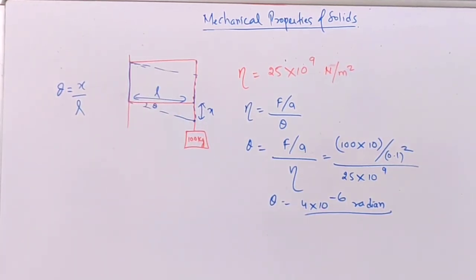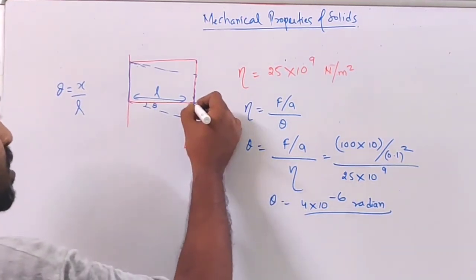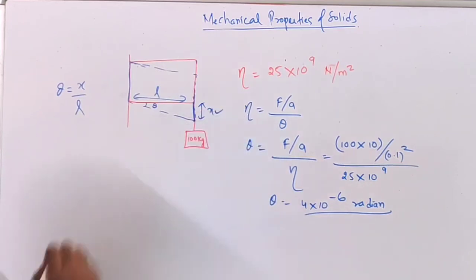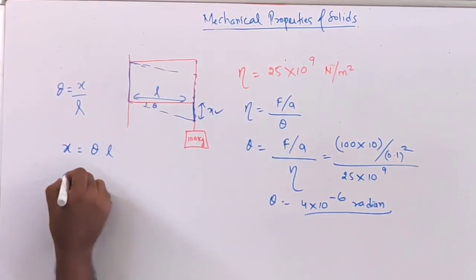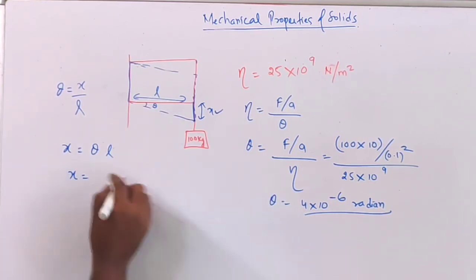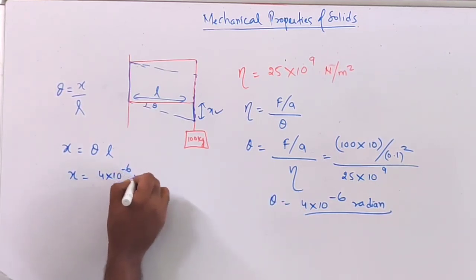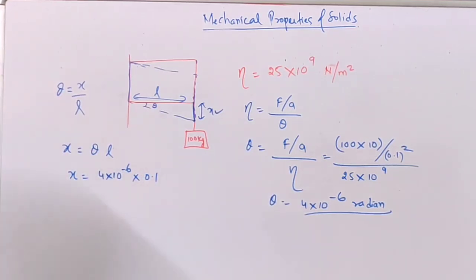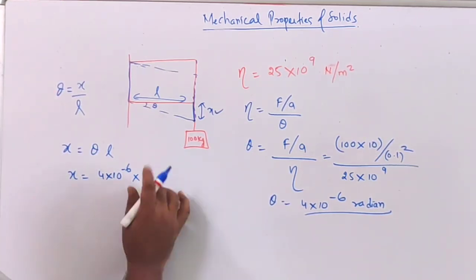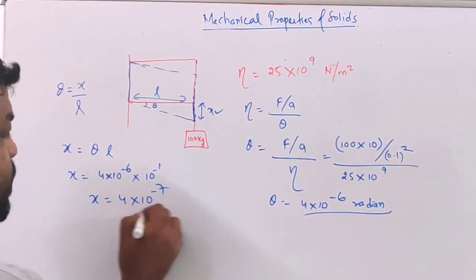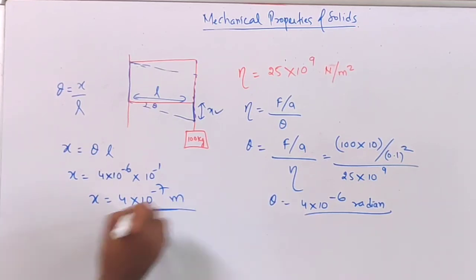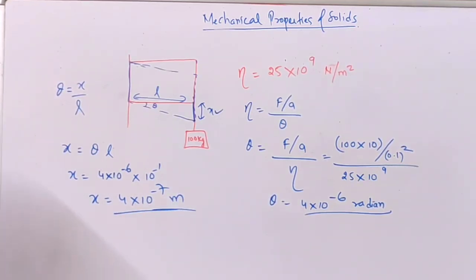But in the question they have asked, what is the vertical deflection of this face? So vertical deflection means this distance x. From this we can get the value of x as theta into L. So x is equal to theta, which is 4 into 10 power minus 6, into 0.1 centimeter into meter. 0.1 is 10 power minus 1. So x is equal to 4 into 10 power minus 7 meter. So this will be the vertical deflection. Okay, so I hope this concept is also clear.